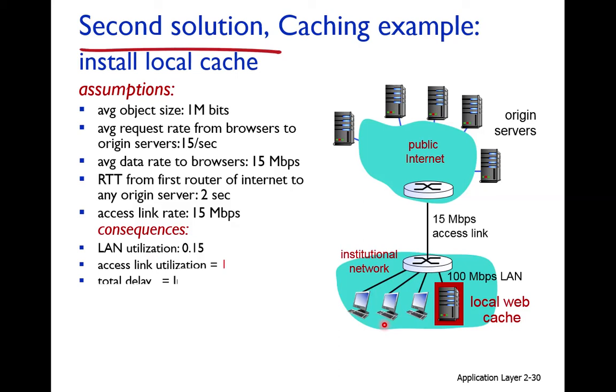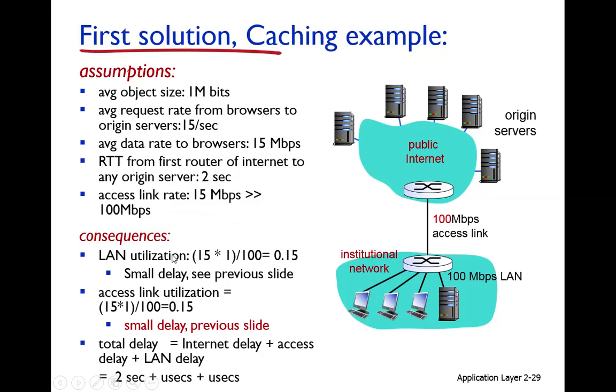So the LAN utilization will be again 0.15. There are 15 requests per second and each object is 1 MB, so 15 into 1, and the LAN bandwidth is 100, so 15 by 100 is 0.15. If the LAN utilization is 0.15, the delay is small, in microseconds.